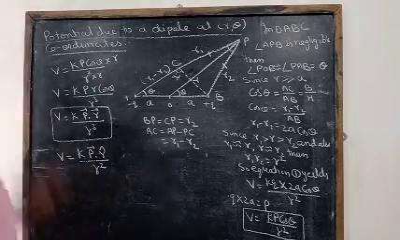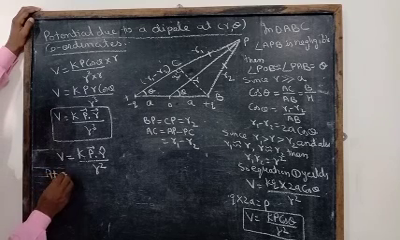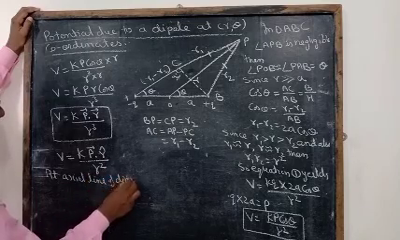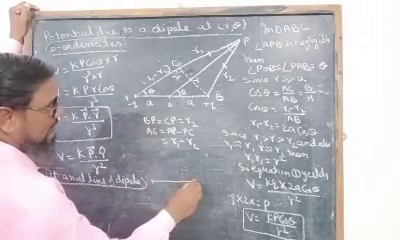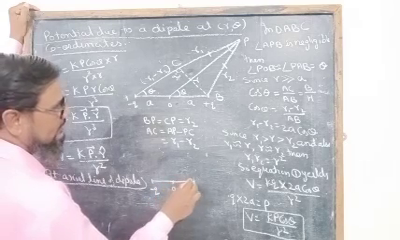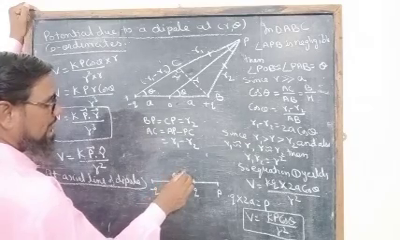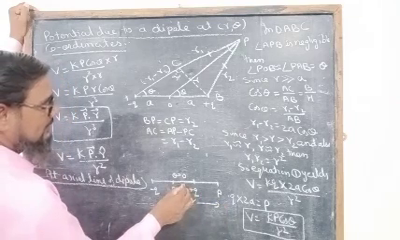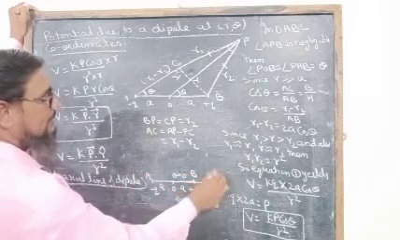The first one is the axial line of dipole. At axial line of dipole, we consider the dipole just like that. This is minus q, this is plus q, this is point O, and this is the axial line, point P. This distance is A, and this distance is also A. This is A, this is B, this is P point.